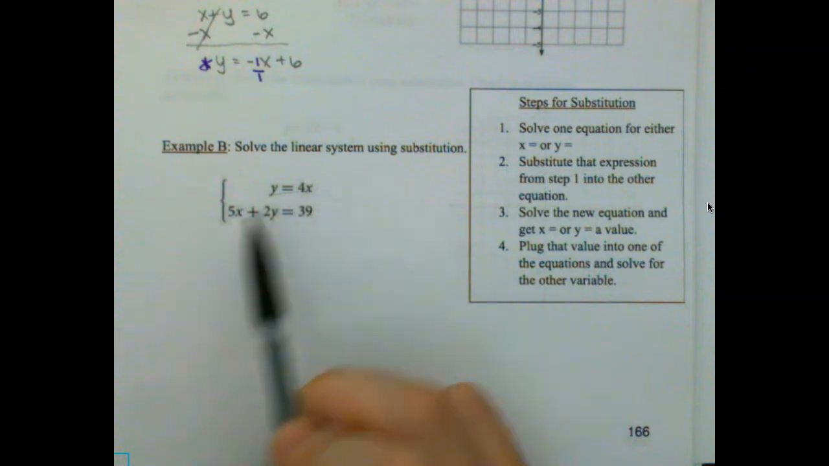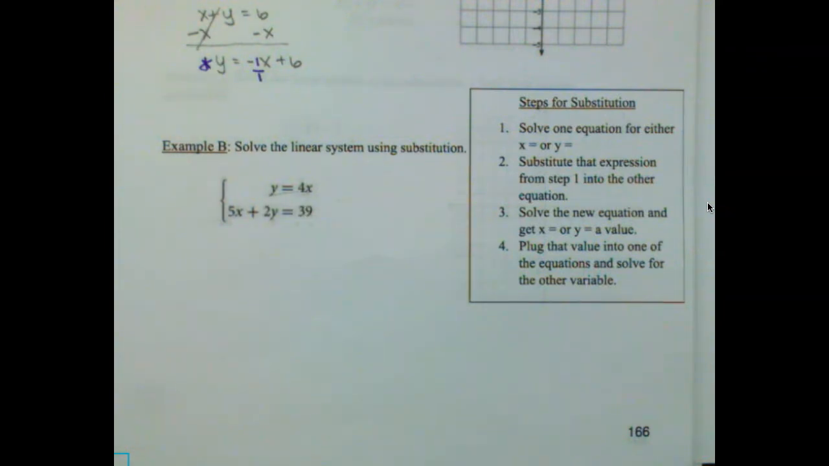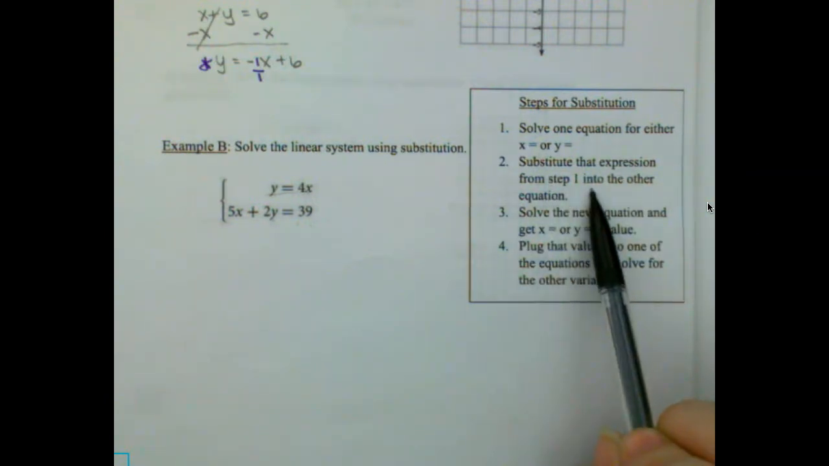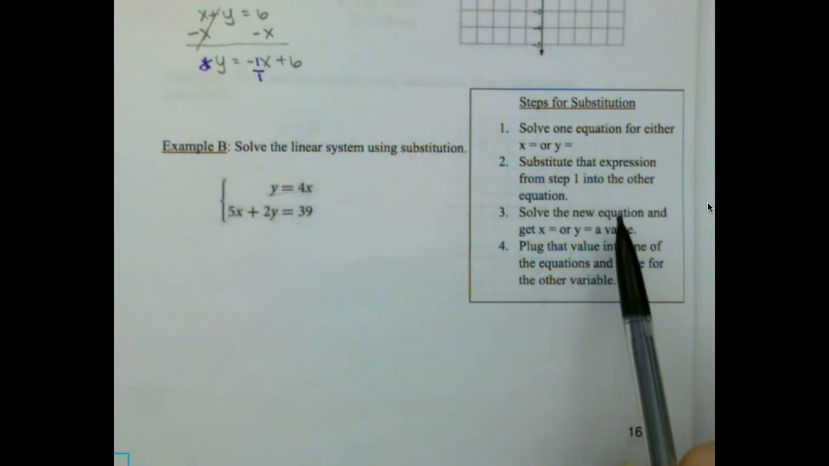I have a y equals right here, so step 1 is pretty much done. Okay, you have to get a variable alone in order to substitute. Okay, the next step says substitute that expression from step 1 into the other equation. What I mean by substitute that expression is like I did up top.